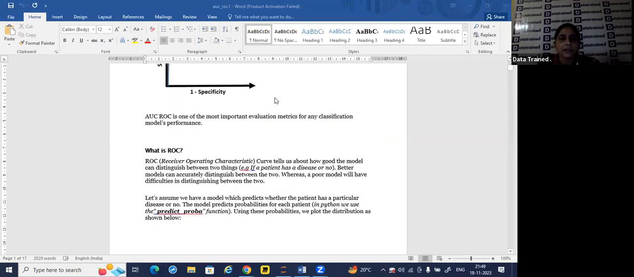So you can see here ROC and AUC. AUC itself means area under the curve, and ROC means receiver operating characteristics. The receiver operating characteristics curve tells us how well the model can distinguish between two things. Okay. Better models can accurately distinguish between the two.